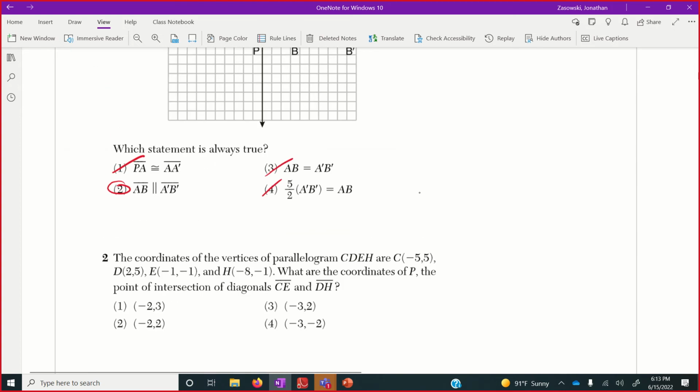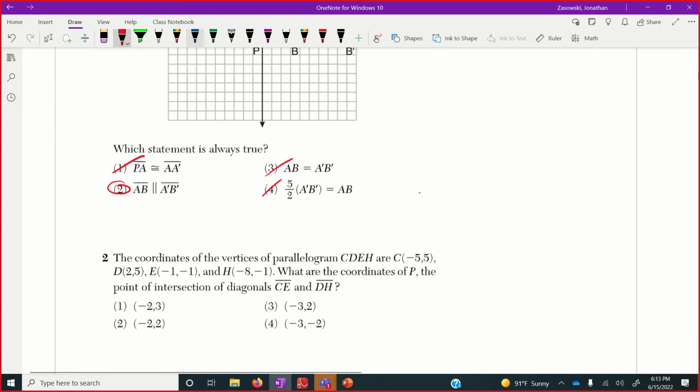All right, and I'll do a little highlighted action there for our answers in case everyone looks through it later.